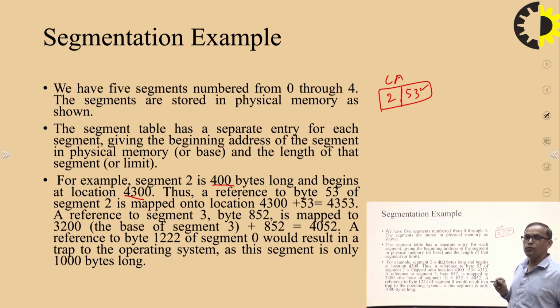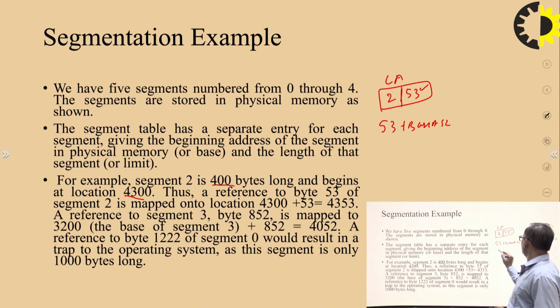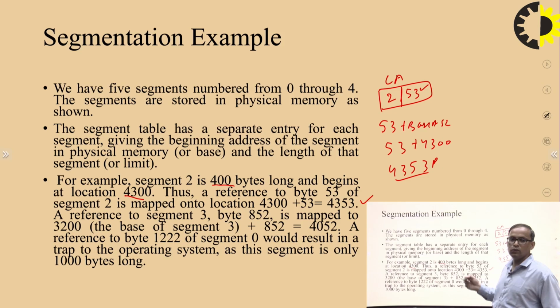Now in order to find the physical address, what will we do? We will add this offset to the base address of segment 2. And what is the base address of segment 2? It is 4300. So 53 plus 4300 means 4353 will be the physical address. In the same way, we will find the physical address corresponding to all the logical addresses.